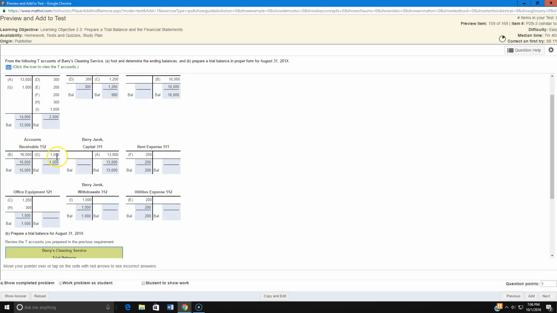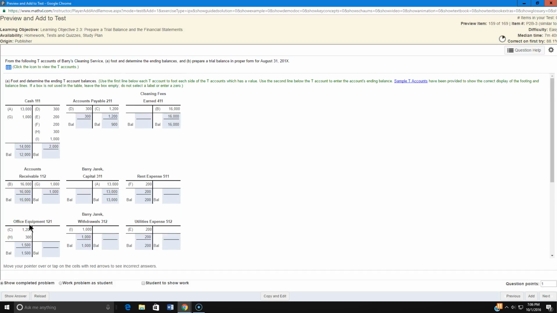We had 16. There was a $1,000 cash receipt, reducing that 16 to 15. We had 2 debits to add to equipment, so the balance of that account is 15. We had a credit of 12 and a debit of 3, bringing the balance to 900. We had a single credit, a single debit, a single credit, a single debit, so those balances represent the single entry that was made in those accounts.